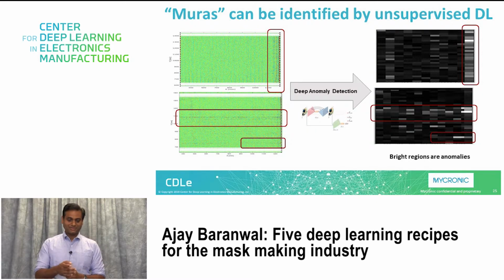There are two plates actually. On the right hand side you see there are irregularities, muras, and on the bottom plate there are two places, and on the right hand side is the result of the deep learning output. All those bright regions, as you can see on the top and bottom, are actually the muras. This was so powerful and very encouraging to us to apply the deep learning technique.